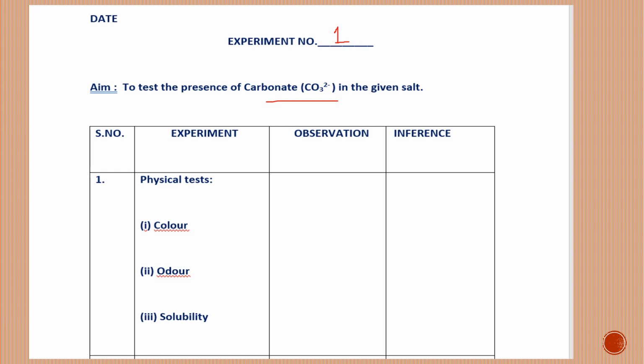As far as the physical tests are concerned, color, odor, that is smell, and solubility, that will be done only when you see the salt and do it physically in the lab. So whatever salt you are getting, write the color here. And if you're getting a characteristic smell out of it, maybe the smell of vinegar, maybe the smell of ammonia, you have to write that here. Otherwise, if there is no characteristic smell, then you will write that it is odorless.